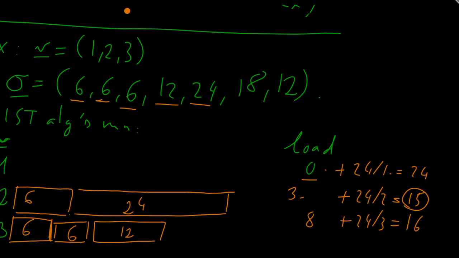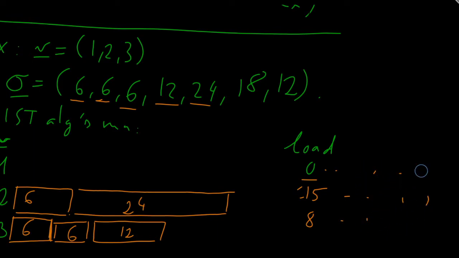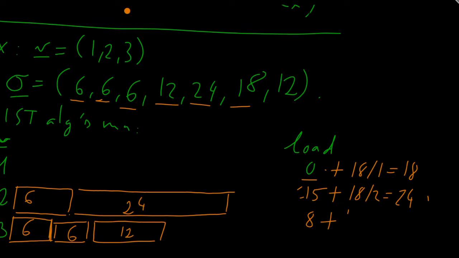Okay, and right now this machine has a load of 15. Now that's quite large, but this is how we roll. Okay, so I'm just erasing this part of the board which contains only intermediate computations, and then I will get this job of 18, so it's plus 18 divided by 1, which will be 18. Now divided by 2 is 15 plus 9, which is 24, and that's larger. Plus 18 divided by 3 is just 14, which means that this guy will be the winner of this round. So we will have 18.